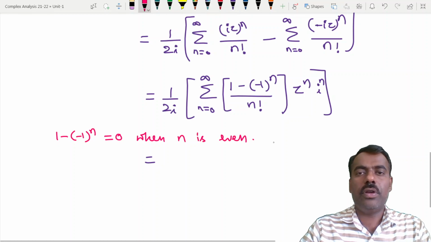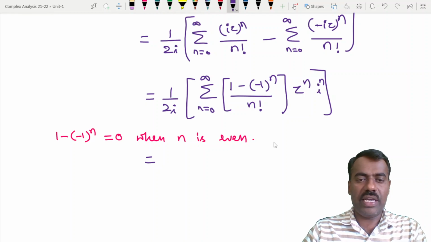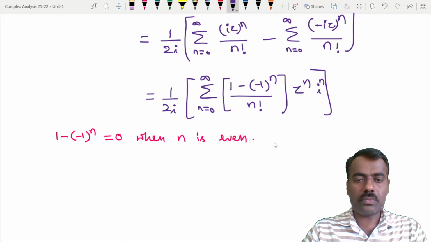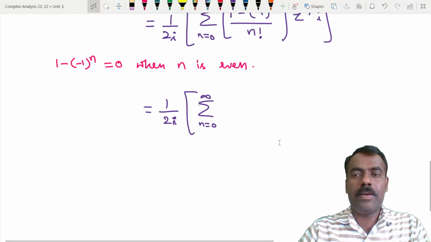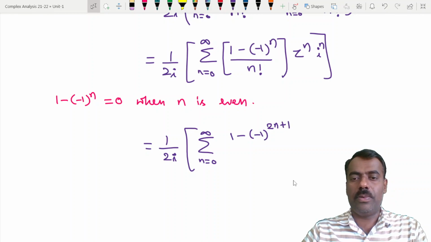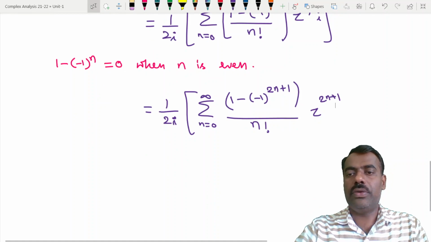Therefore we can replace this summation: wherever n is even, we can leave out, and we can only write that as odd. So how we can write that is 1 by 2 power I summation n is from 0 to infinity. So it is of the form 2n plus 1. So it is 1 minus 1 whole power 2n plus 1 upon n factorial z power 2n plus 1 and I power 2n plus 1.